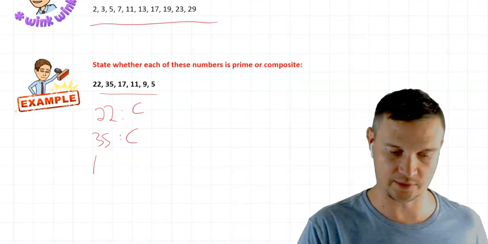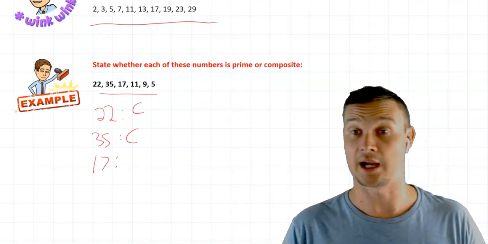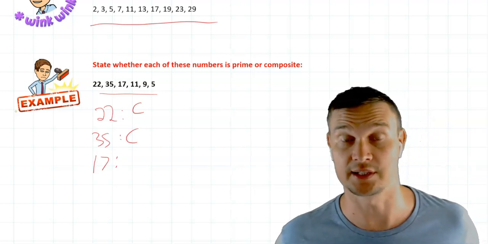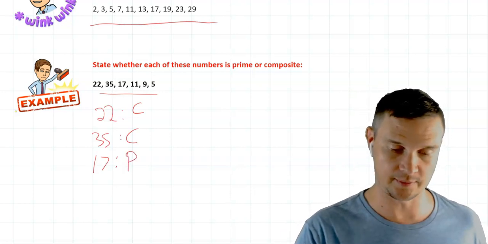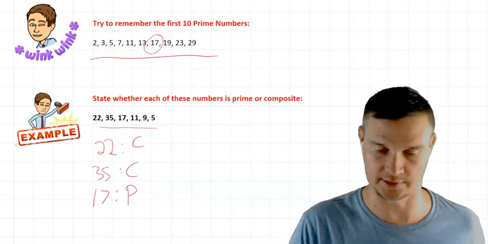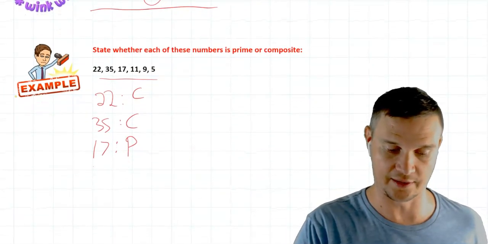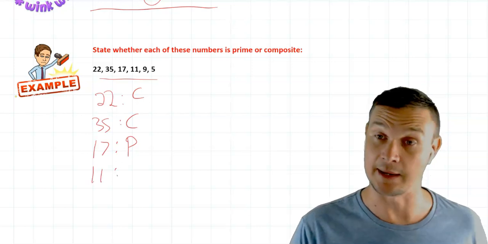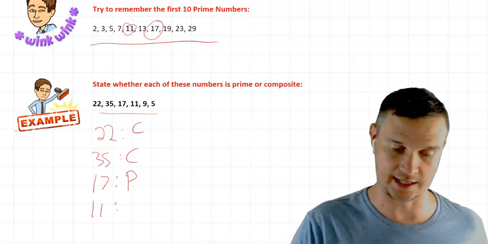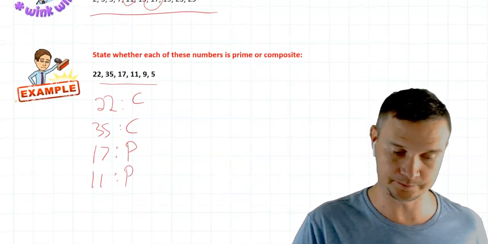Now the other two here that we have, 17, I can't find any other factors other than 1 times 17. So 17 is prime, and just to confirm that, if I look up here, it is one of the first 10 prime numbers. I also have 11, and again, same thing with that. Knowing my first 10, that is a prime number, so I'll put P for prime.